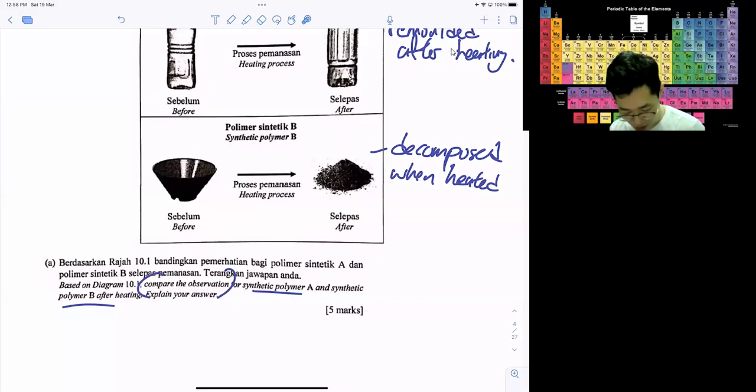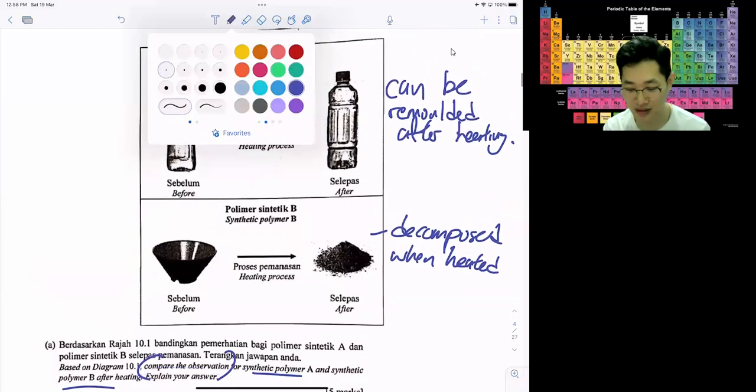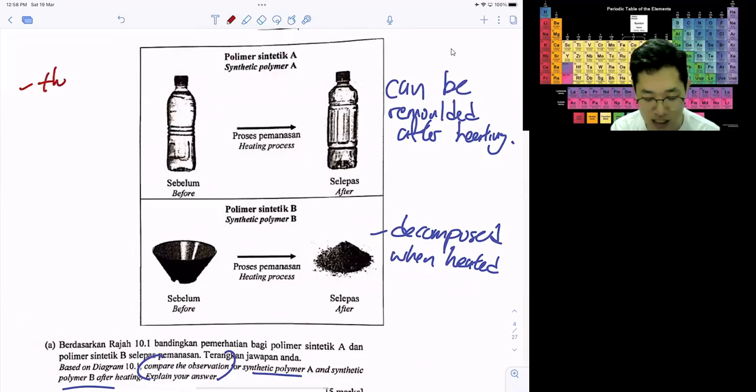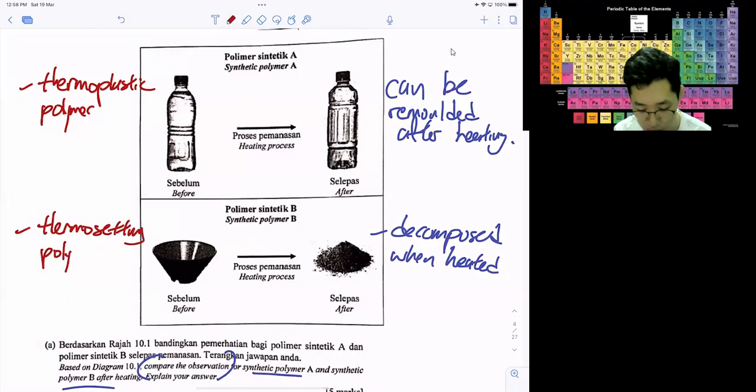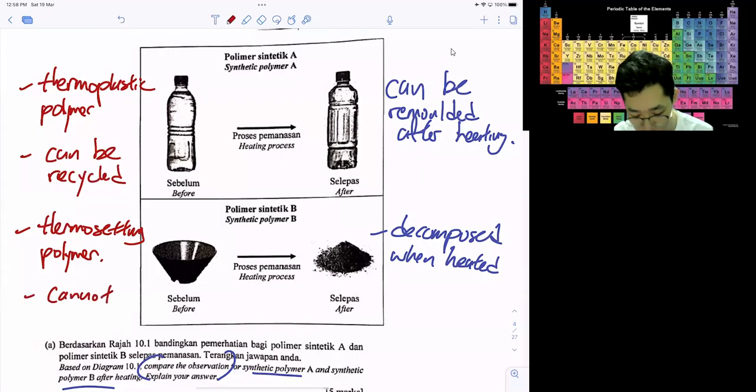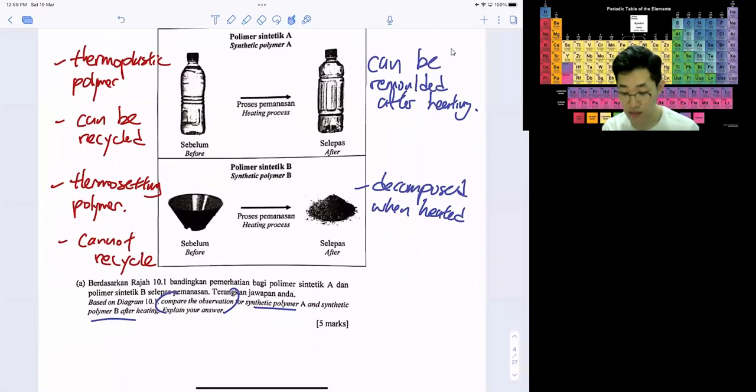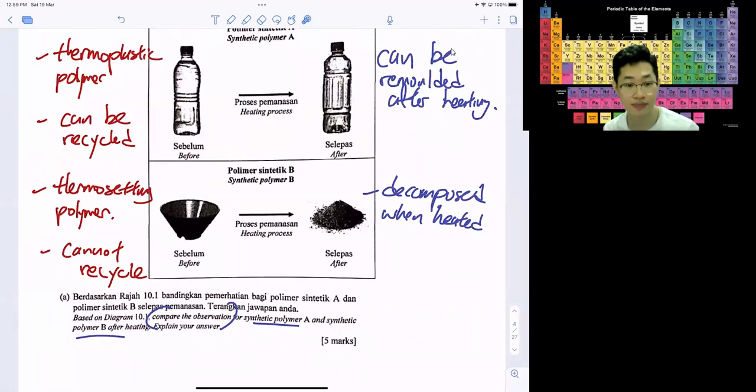Okay. What do you want? Explain your answer. Okay, they want me to explain. I just put in everything I know, which is this is a thermoplastic. Why can this one be remolded? Because it's thermoplastic polymer. Okay, and then this one is thermosetting polymer. So this one can be recycled, and this one cannot be recycled. How many points already? 1, 2, 3, 4, 5, 6. Everything, like 6. Okay, just like that. So I compared the observation, I gave the result. Okay, this one can be recycled, this one cannot be recycled.